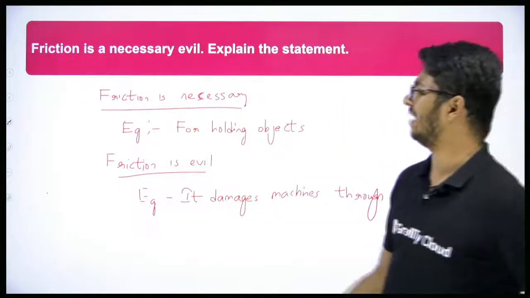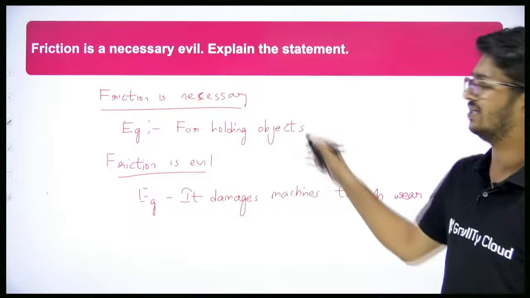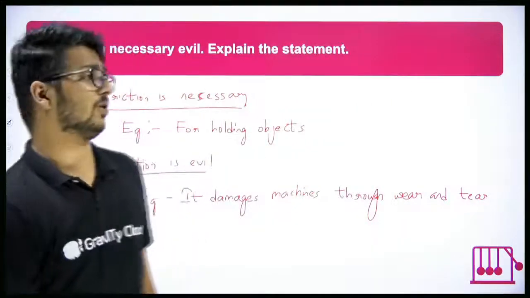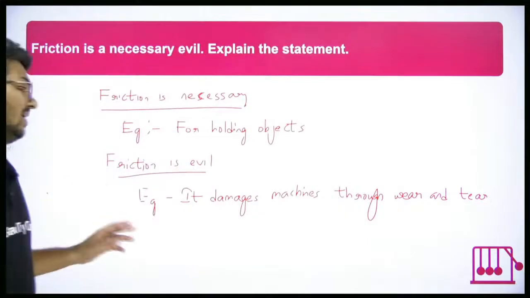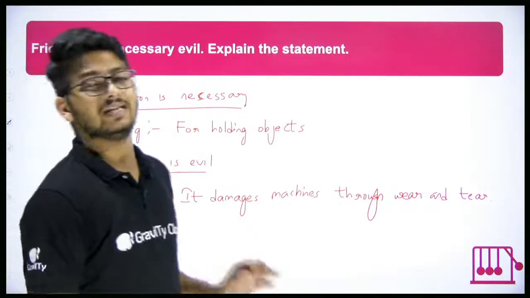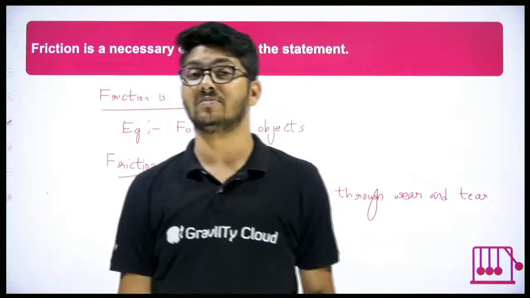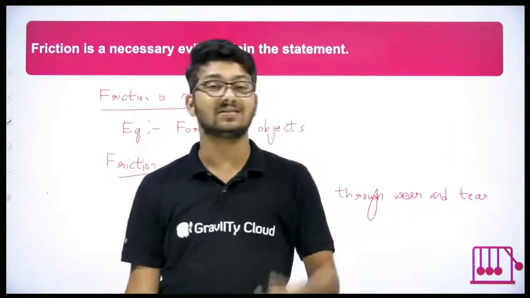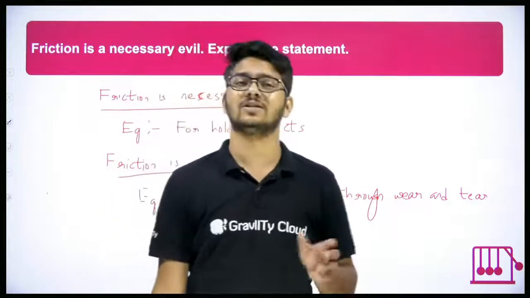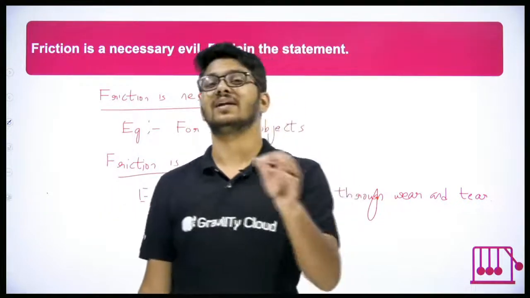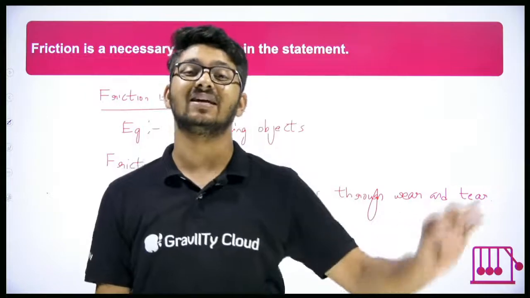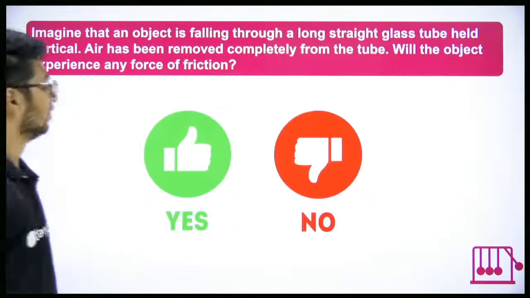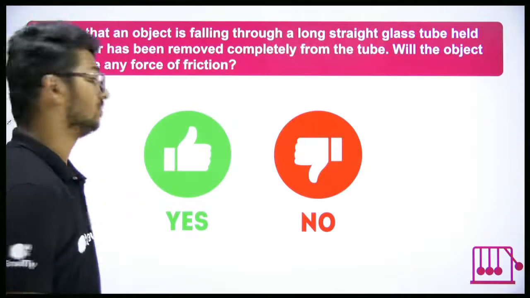Now you might say, sir, I have taken another example for these two cases. It's fine. You can take any example, but just take proper examples for friction is necessary and friction is evil, and finally you can write down a statement. Hence we can tell that in some cases friction is necessary and in some cases friction is not necessary. That is the reason why friction is a necessary evil. Good? Okay. Next question.